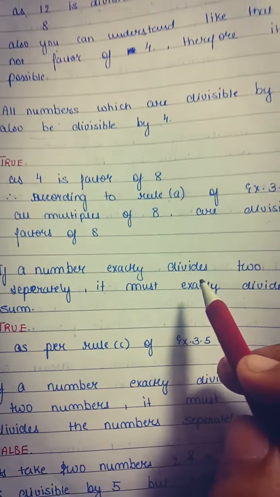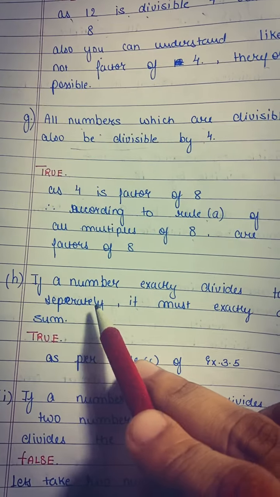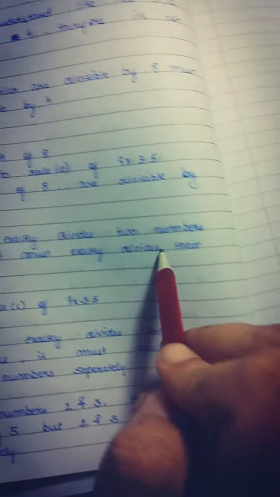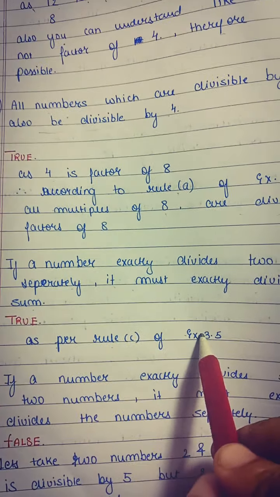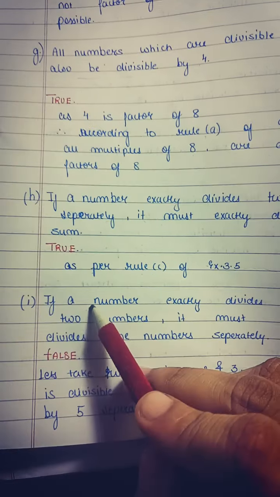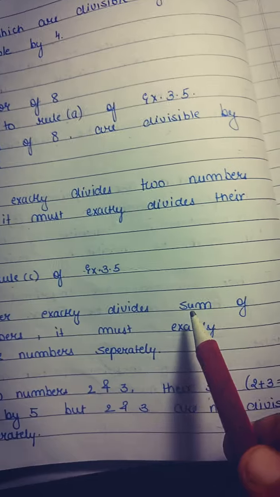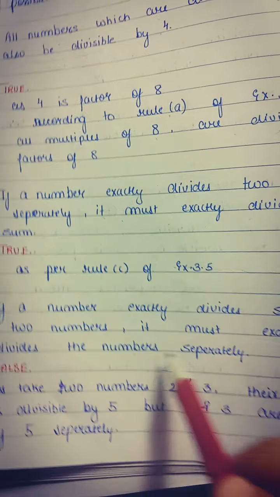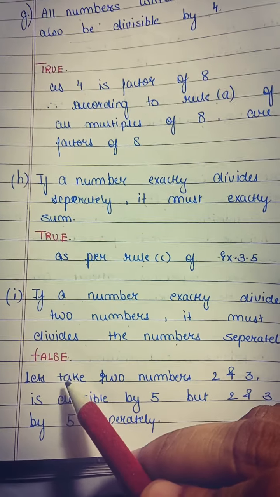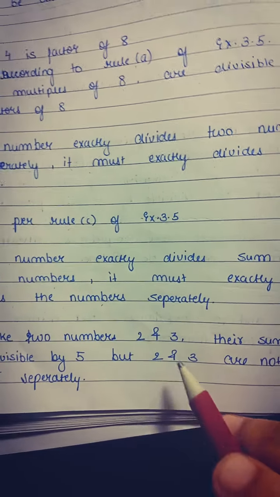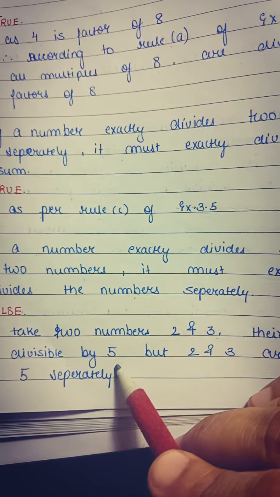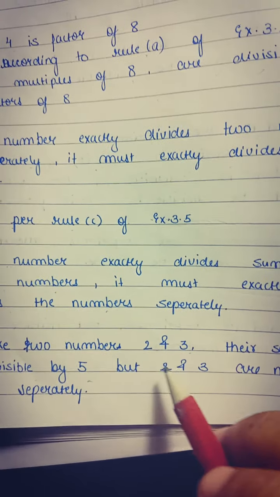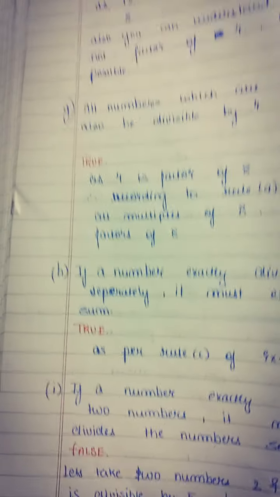H. If a number exactly divides two numbers separately, then it must exactly divide their sum. Yes, it is true as per rule C of exercise 3.5. I. If a number exactly divides the sum of two numbers, it must exactly divide the numbers separately. This is false because as per the example, the sum of 2 and 3, that is 5, is divisible by 5. 5 can divide 5, but 5 cannot divide 2 and 3 separately, so the statement is false.